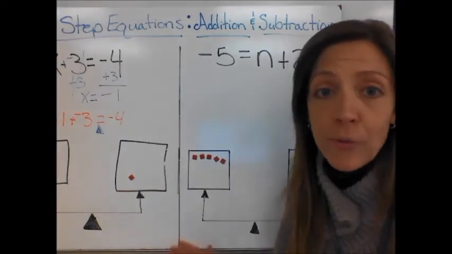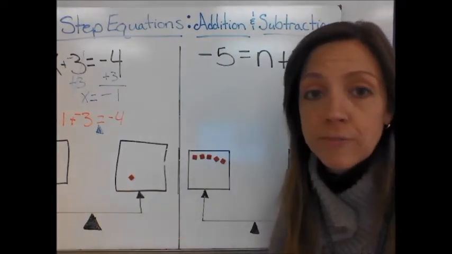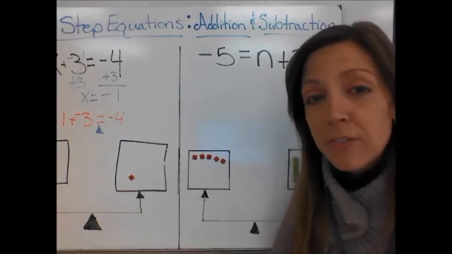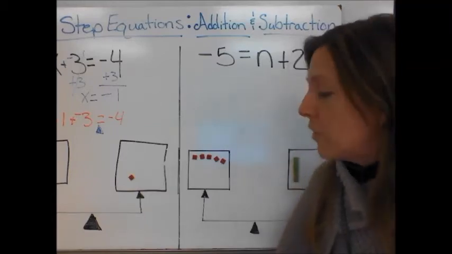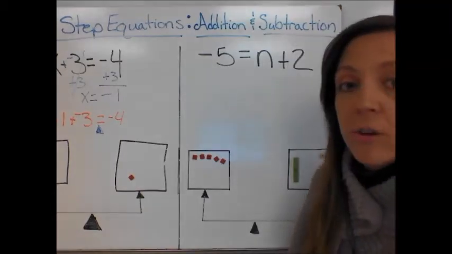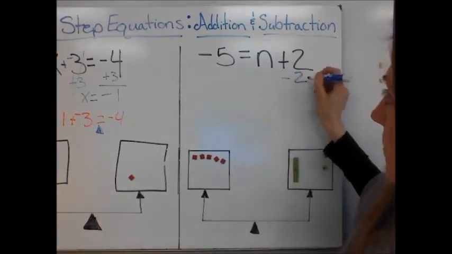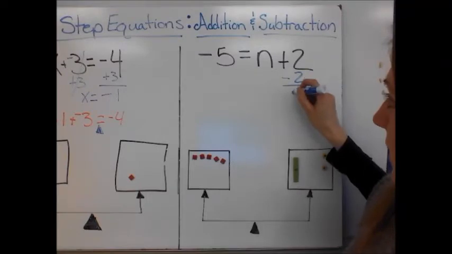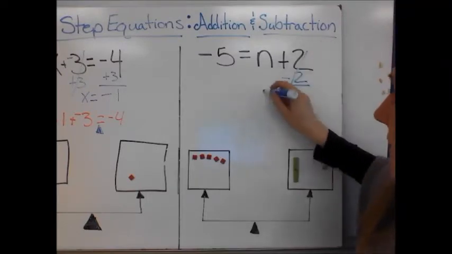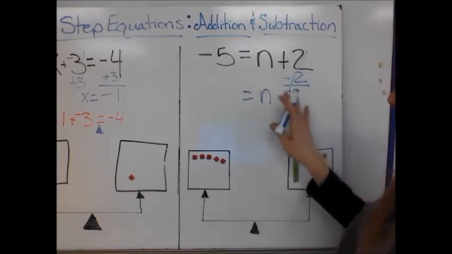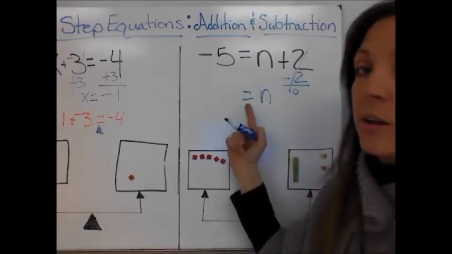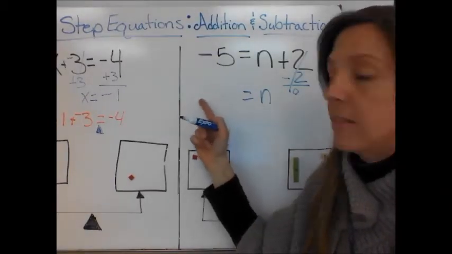Your variable could show up on the right or on the left side of an equation. But your object is always to get the variable alone. So to do that, I am going to take 2 from both sides. So let's subtract 2, which gives me 0 on this side, or just n. And whatever I do to the right side of the equal sign, I have to do on the left side of the equal sign.